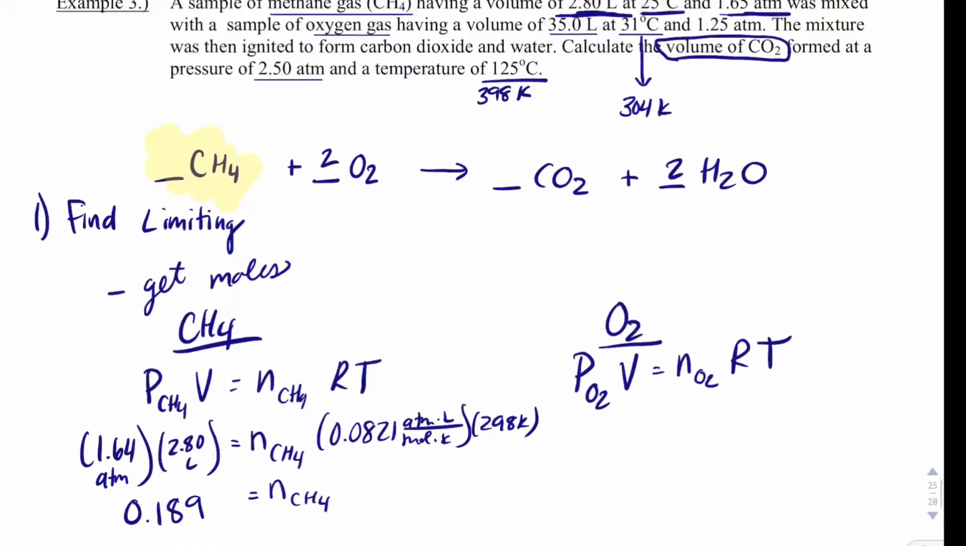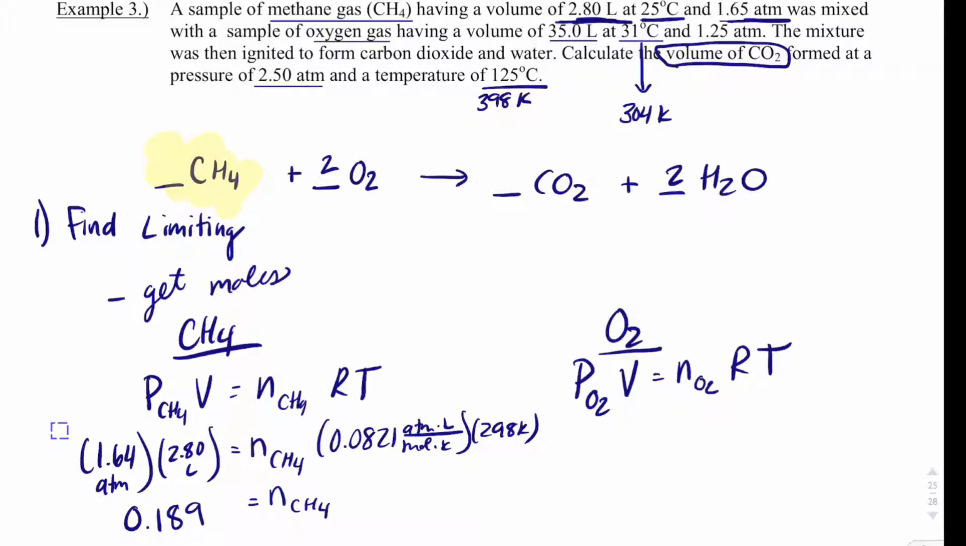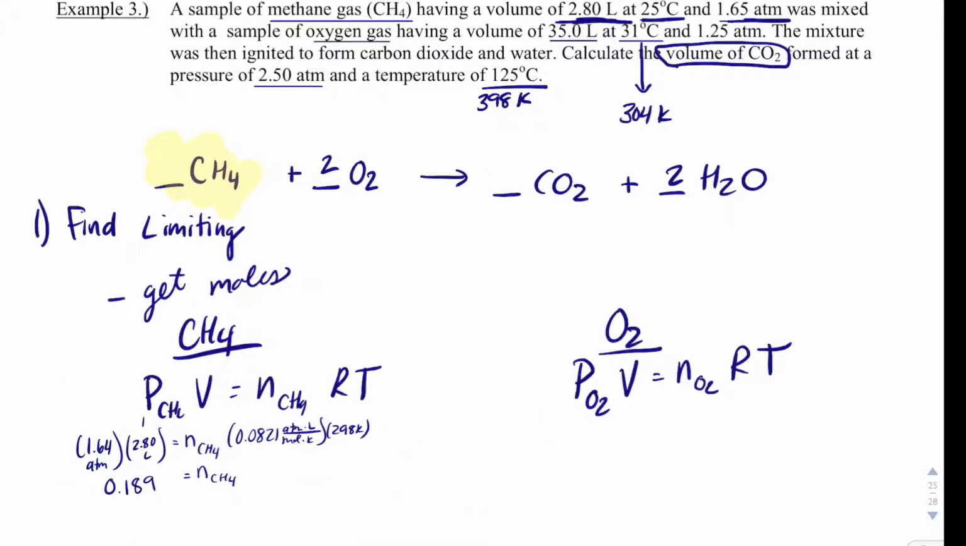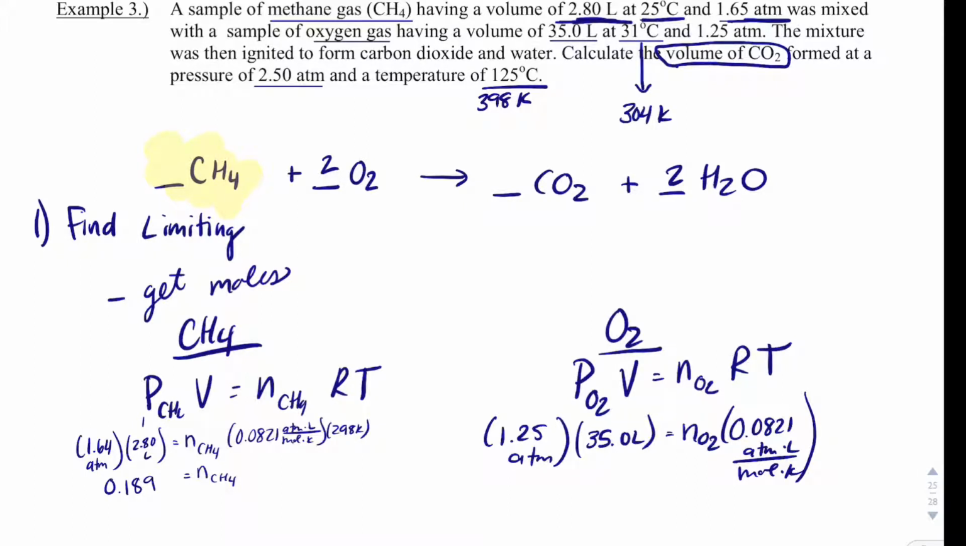I need to do O2 now. The pressure of O2 was 1.25 atm. The volume was 35 liters. That's a big volume. The moles of O2 is what we're solving for. R is 0.0821 atm times liters divided by moles times Kelvin. And then the temperature was 304 Kelvin. So when I solve for O2, I'm going to get 1.75 moles of O2.